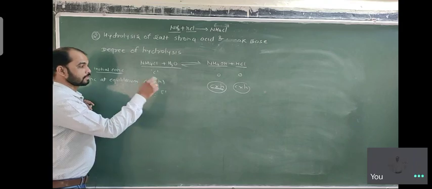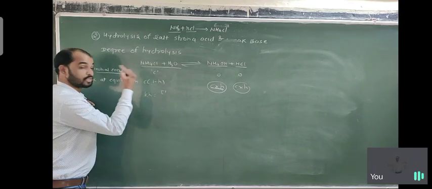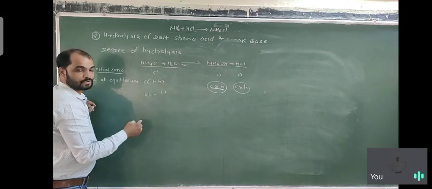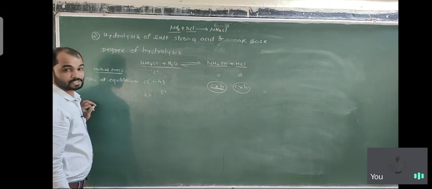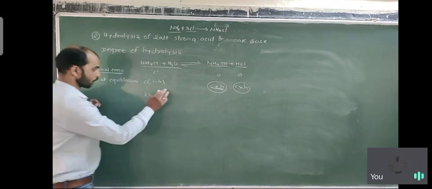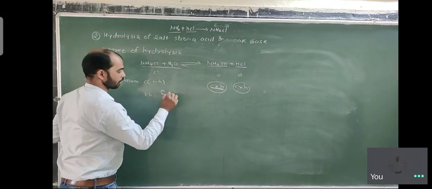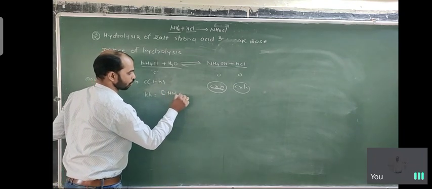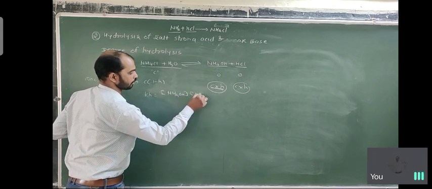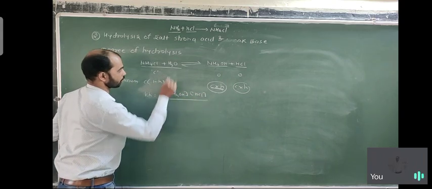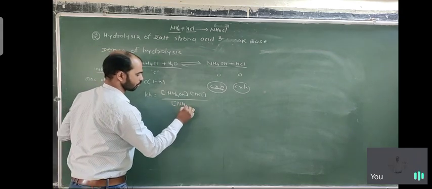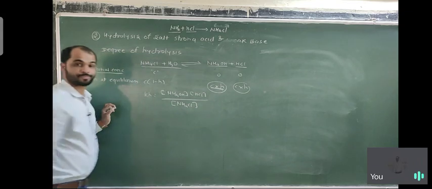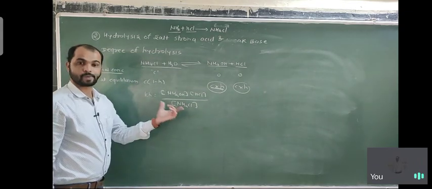Then, if we consider 1 mole, some molecules are hydrolyzed. So 1 minus H is the remaining concentration. According to the law, the equation is NH4OH and the concentration of HCl upon NH4Cl. This is in excess, that's why we neglect it. So here NH4Cl is obtained by the law.